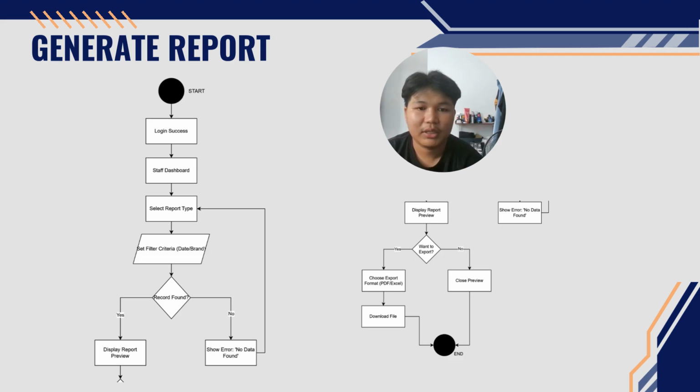Decision point, exporting. Want to export? Once the preview is visible, the user has two choices. First, no: the user simply views the preview and the process concludes. If yes, the user moves to the alternative flow. Completion: choose export format, the user selects between PDF or Excel. Download file: the system generates the file for the user to save. In the last step, the activity completes. Thank you.